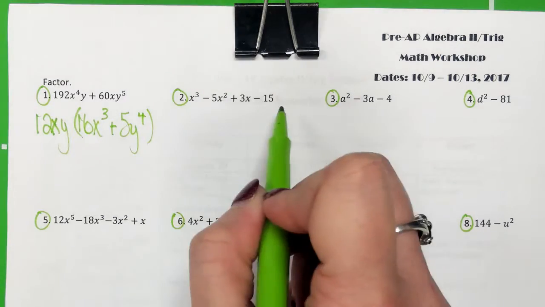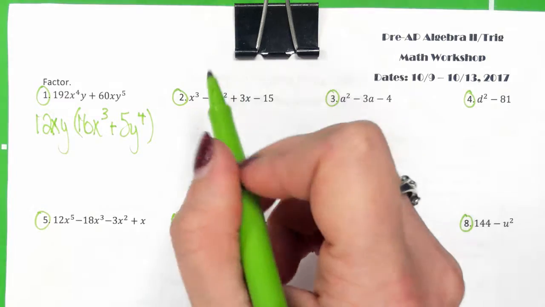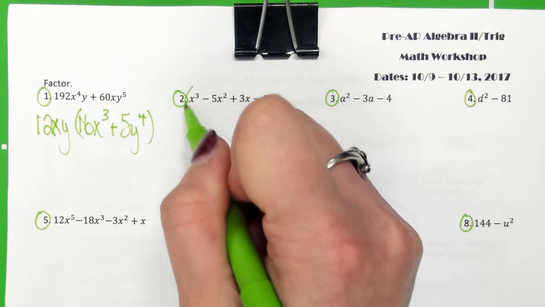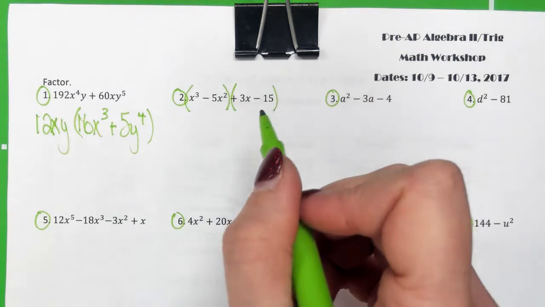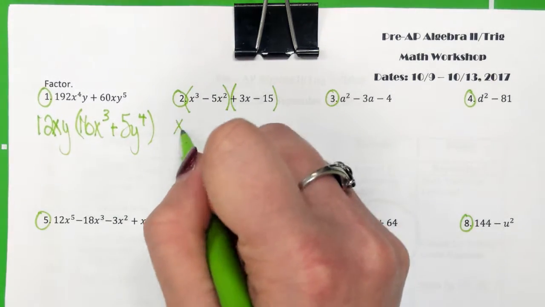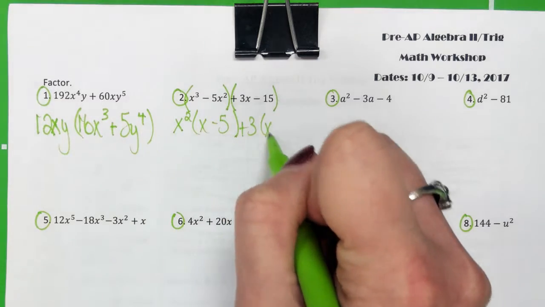How many terms does that one have? 4. What do we do when we have 4 terms? Group them. Very good. Okay, so let's see. That'd be x squared, x minus 5, plus 3 and x minus 5.